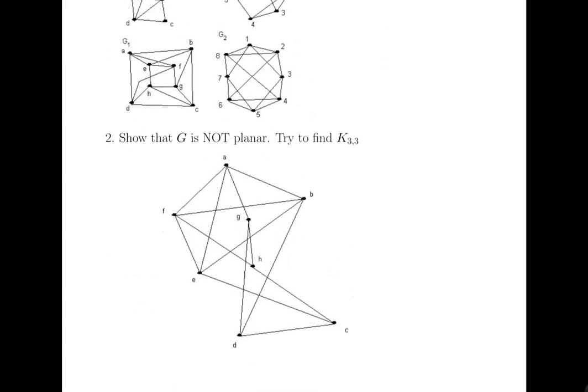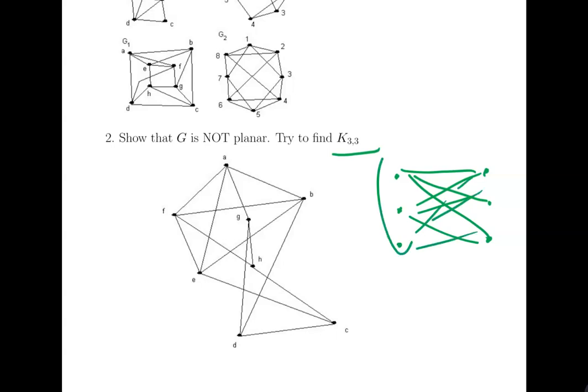For number 2, I want you to show that G is not planar. In other words, try to find K3,3 or K5. I'm giving you a hint here. You're going to want to find K3,3. K3,3 is the complete bipartite graph, right, on 3 and 3, right? So this goes to all 3, this goes to all 3, and this goes to all 3, okay? And these are the separate pieces, the disjoint classes of vertices. So see if you can find that in there by some series reduction. It shouldn't be that bad. Okay.